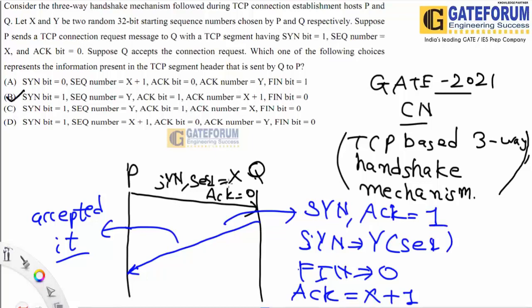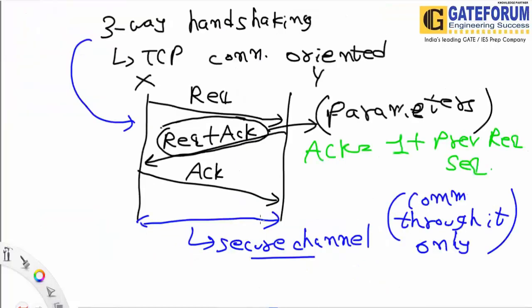So always understand how this three-way handshaking happens. First of all, P will send a particular request. Q will send the request plus the other response, or you can say the acknowledgement of that request, and after that P will just send the acknowledgement, and then the secure channel is there.